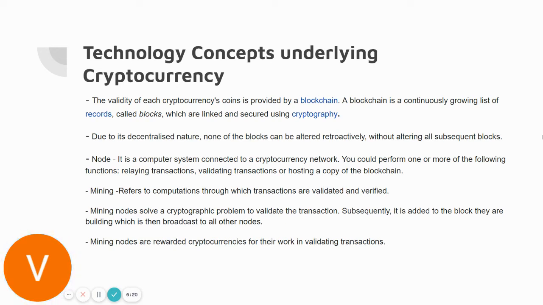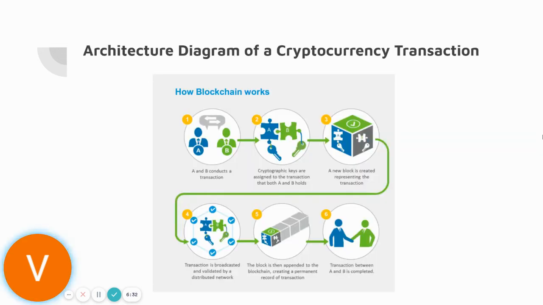So as we see, all these technology elements come together to ensure that the cryptocurrency system is very robust and secure. Right. So this is the architecture diagram of how a cryptocurrency transaction would look like. So for example, there are two people, A and B, who want to conduct a transaction for cryptocurrencies. The cryptographic keys will be assigned to the transaction. A new block will be created to represent the transaction.